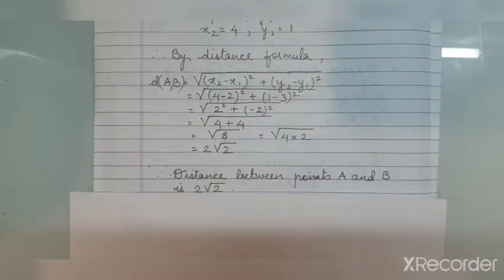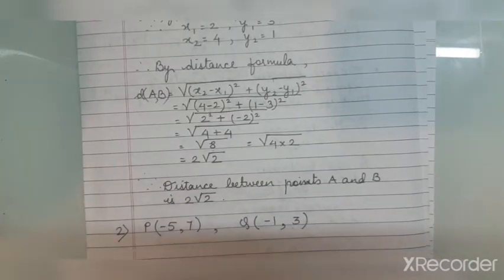Okay. Therefore, you make sure that you write the final statement: the distance between point A and B is 2 root 2. This will be your final statement. Moving to the next sum, that is the second sum.